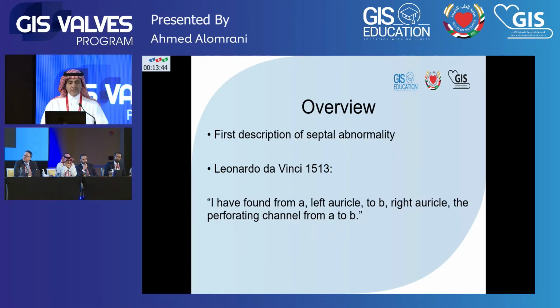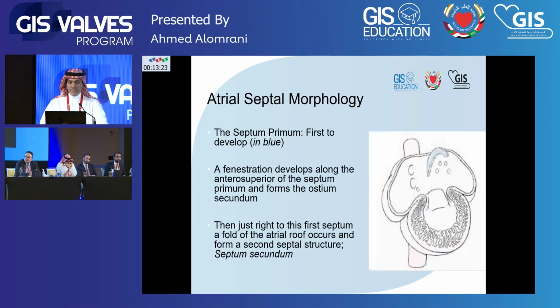So it was actually first described, if you go to the literature, by Da Vinci himself, where a description was written: I have found from A, left auricle, to B, right auricle, the perforating channel from A to B. So it was initially described early, in 1513, the presence of a PFO.